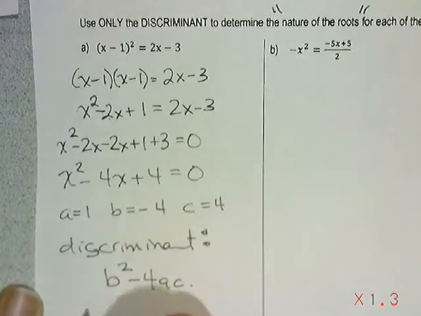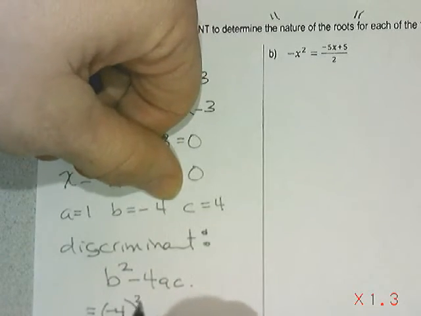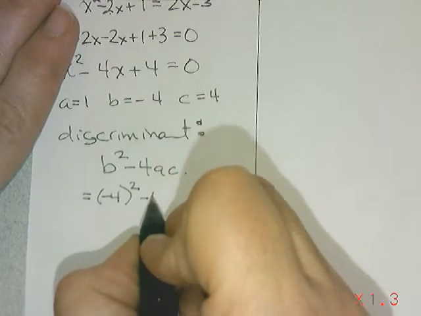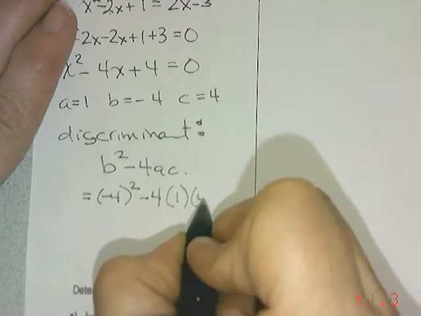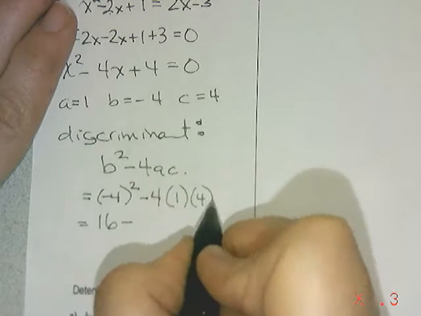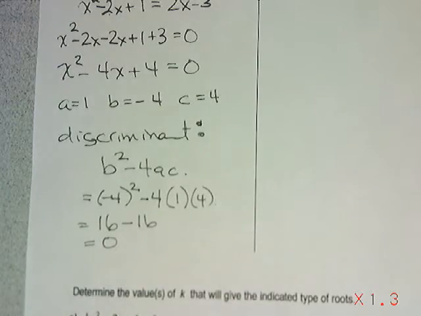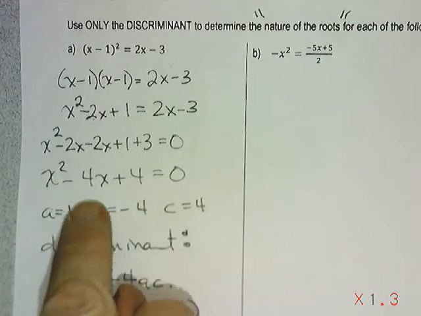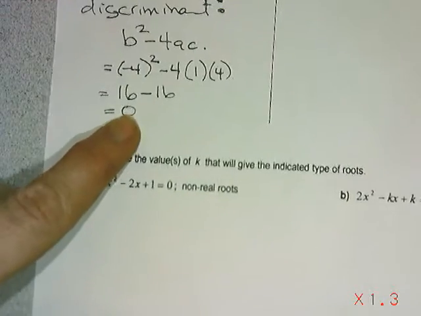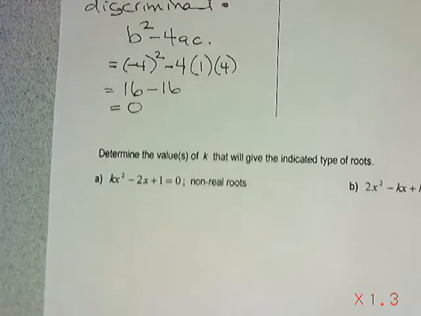If I just use my discriminant, b squared, so I got negative 4 that is squared, minus 4ac, so 4 times 1 times 4. I get negative 4 squared is 16, minus 4 times 4, that's minus 16. Hey, that's 0. So what does that tell me about this particular parabola? It tells me that I have a parabola that has two equal real roots.